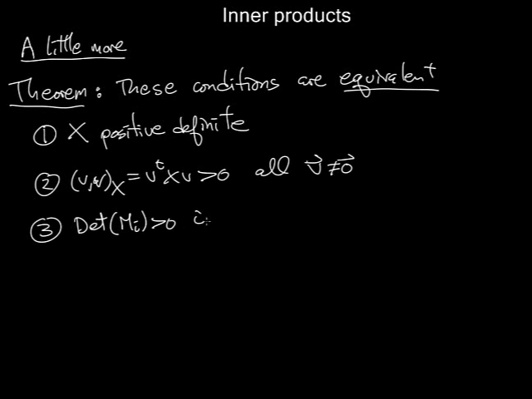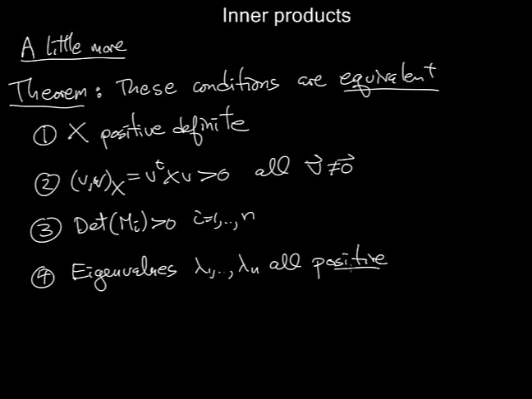The determinants of all the M_i's are greater than 0. There's n of those, i running from 1 to n. And all of the eigenvalues are positive. They're real numbers, of course, and they're required to be positive. And then the last thing is that all of the pivots of the matrix are required to be positive. So remember pivots? Well, they're much easier to compute than eigenvalues, so it's very nice to have a test for positive definite using pivots. Okay, that's a good place to stop.